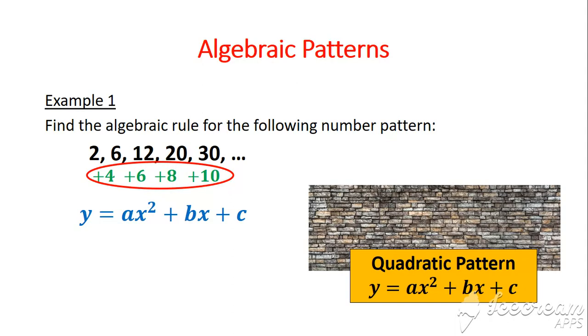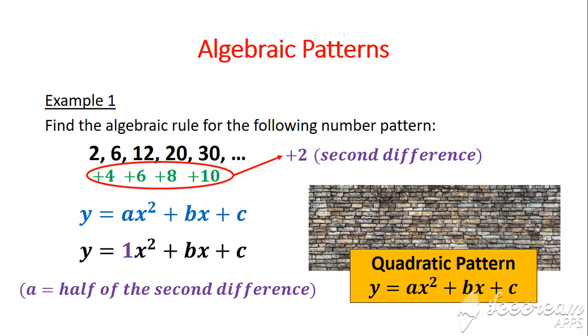Right, well, let's look at these numbers here. Hopefully you've figured out from these numbers that they are increasing by 2. This is actually called the second difference. The first difference are the numbers in green, and the second difference is what the numbers in green increase by. Now, to work out the number a, we need to half the second difference. Well, we've figured out that the second difference is the number 2, and half of that is 1. So the number a is equal to 1. So far in my rule, I have y equal to 1, which is the number of a, times x squared, plus bx plus c.